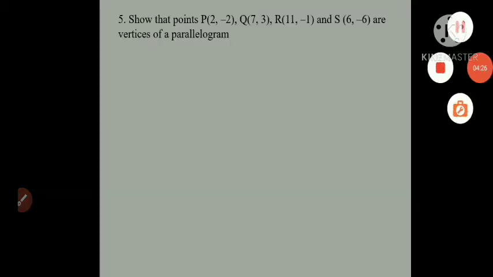Show that the points P (2, -2), Q (7, 3), R (11, -1) and S (6, -6) are the vertices of a parallelogram. So again we'll do the same thing. If you want, you can draw a rough diagram PQRS. So first I will take PQ.